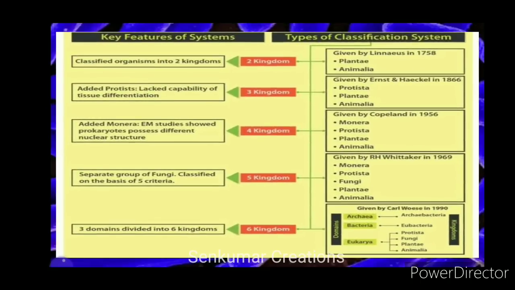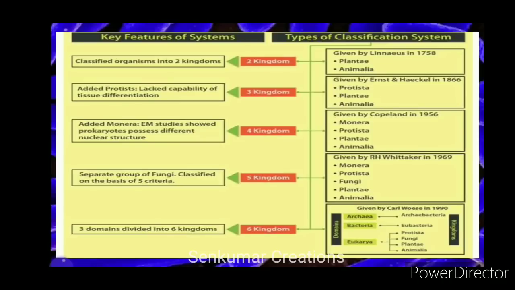You can see here in this picture very clearly about the kingdoms. First two kingdoms, three kingdoms, four, five, and six kingdoms are given. Key features of a kingdom. First, see the two kingdom system. It classifies organisms into two kingdoms, right? What are the two kingdoms? I have told you at the very first. It was actually given by Linnaeus in 1758, and the two kingdoms are Plantae and Animalia.